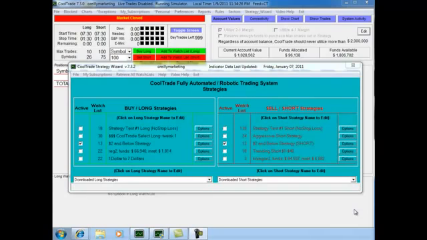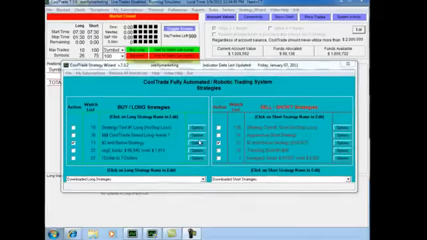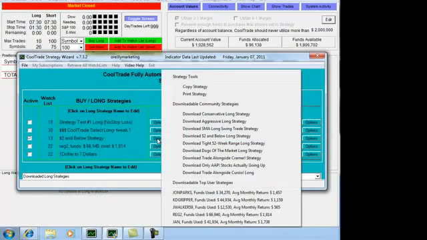Okay, so today I'm going to be showing you guys how you load a strategy. After you download CoolTrade, you'll be able to load 5 long and 5 short strategies. And if you click options, there's strategies already available for you straight out of the box, as well as user strategies that are some of the top performing users.